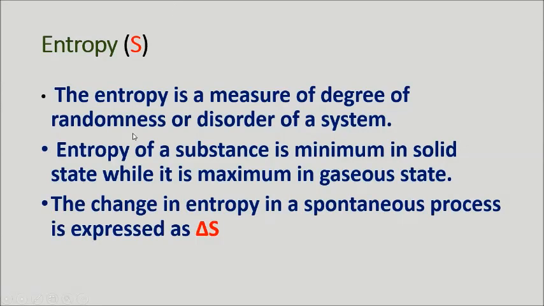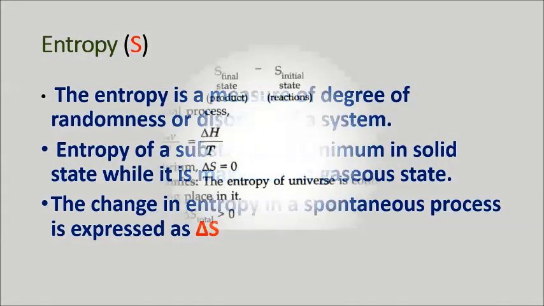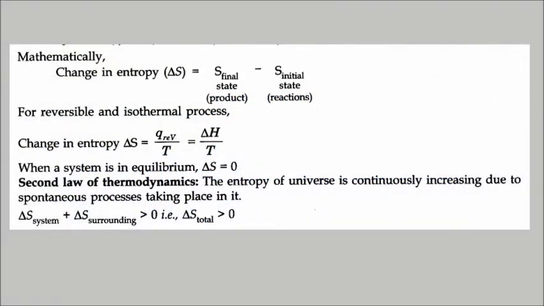The change in entropy in a spontaneous process is expressed as delta S. Delta S means change in entropy, so the delta represents the change. Mathematically, we can write delta S is equal to S final state minus S initial state. That is, the reactant side and the product side are there, so we take the entropy of the products minus the entropy of the reactants. When we do this, we get the change in entropy.